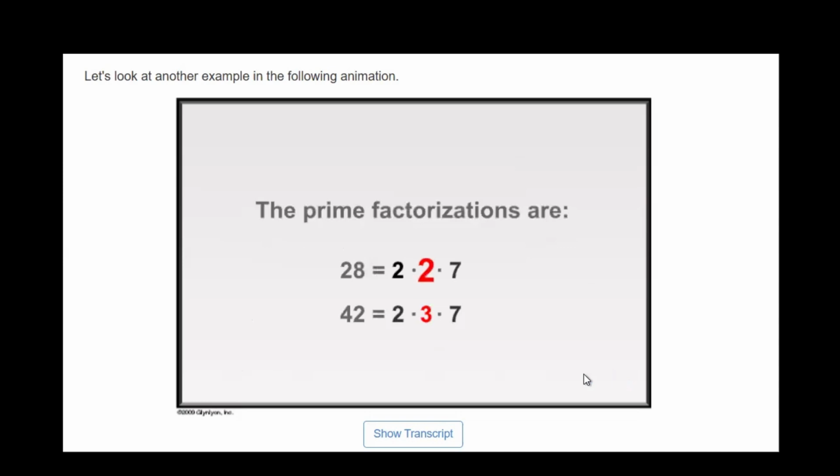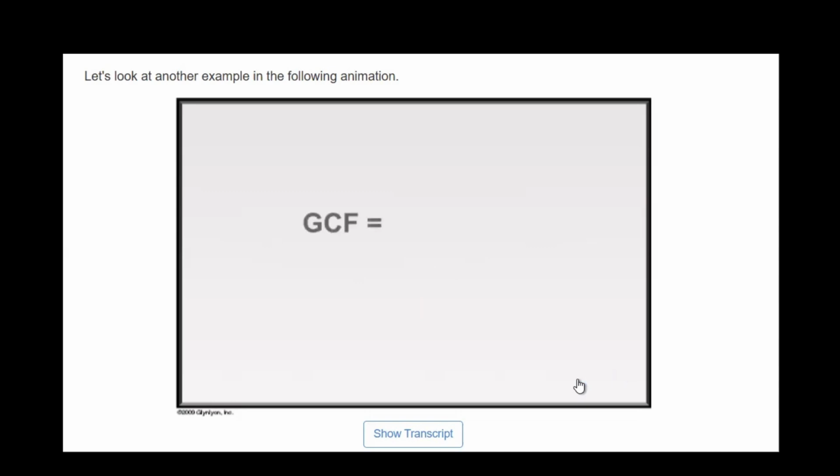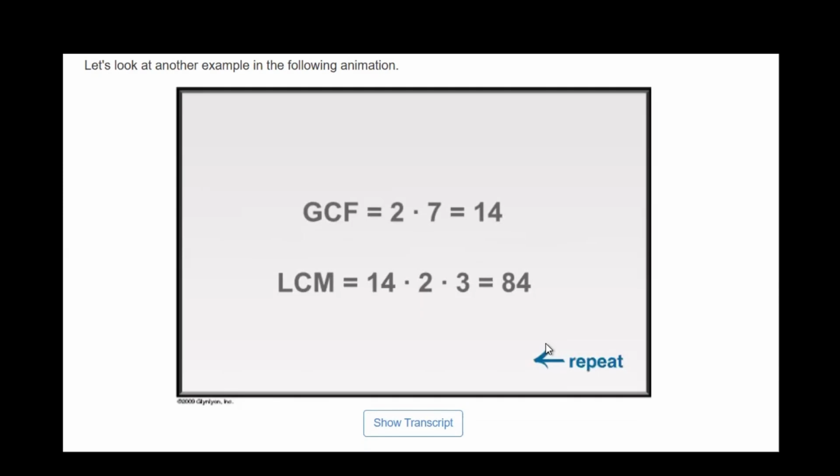Notice that 28 and 42 have two common factors, 2 and 7. The GCF of 28 and 42 is their product, or 14. The greatest common factor is 14. Yes, but what about least common multiple? To find the least common multiple, multiply the greatest common factor by any remaining factors. So the LCM of 28 and 42 is 14 times 2 times 3, or 84. That's it.